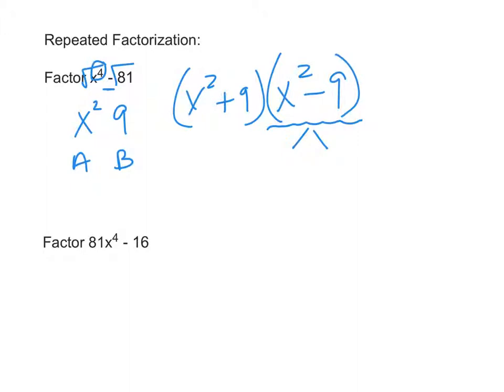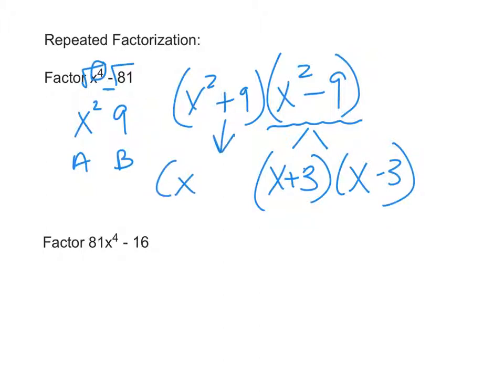We want to factor this, and that's going to give us x plus 3 and x minus 3 as the factors of x squared minus 9, and then we just need to tag on, we can't forget this, x squared plus 9. And those are the factors of x to the power of 4 minus 81. I'll show you another example.